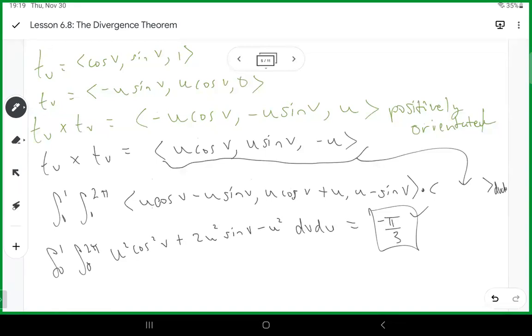So then the total flux across the whole of S would be pi minus pi over 3, which would be 2 pi over 3, which is equal to that triple integral.